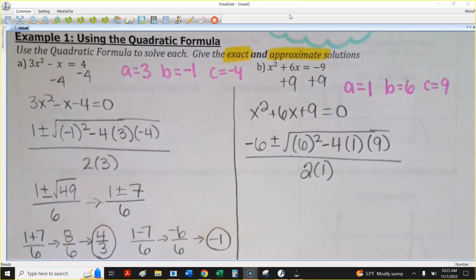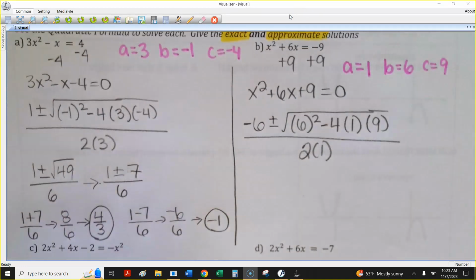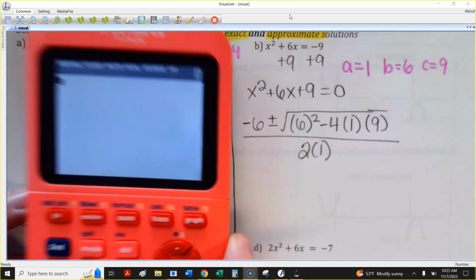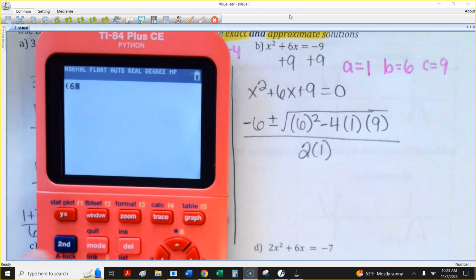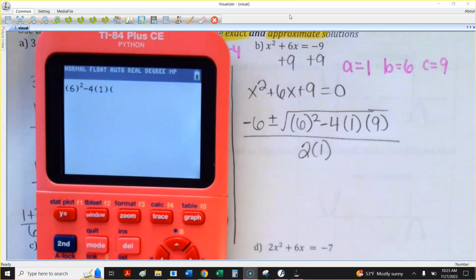Again, you can do this by hand, or I just try to grab my calculator to save a little time, but I figure out whatever is under the square root. So 6 squared minus 4 times 1, I really don't need to do 4 times 1, it's just a good habit to make sure you're putting all the A, B, and C values in. That ends up being 36 minus 36 under the square root, which is actually 0.